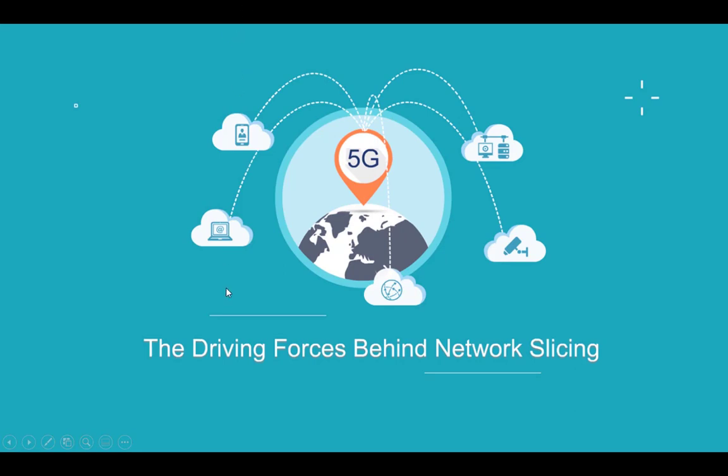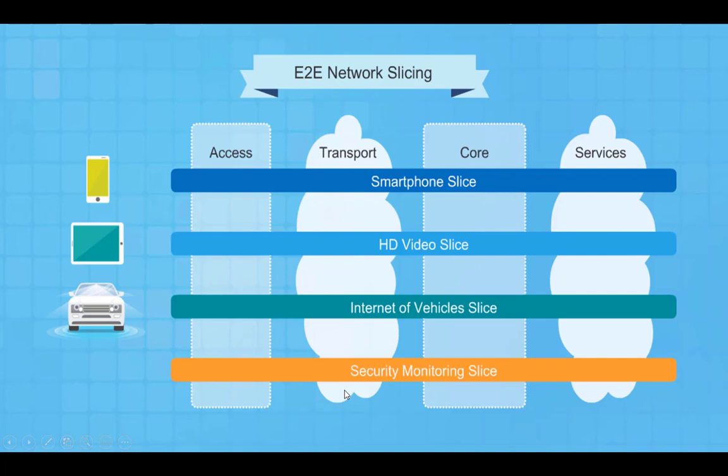Now let's start with the driving forces behind network slicing. Here is end-to-end network slicing. Basically, network slicing is a technique to divide a single network into multiple virtual networks. In network slicing, we have the access layer, transport layer, core layer, and services. The different slices are like smartphone slicing, HD video slicing, Internet of Vehicles slicing, and security monitoring.